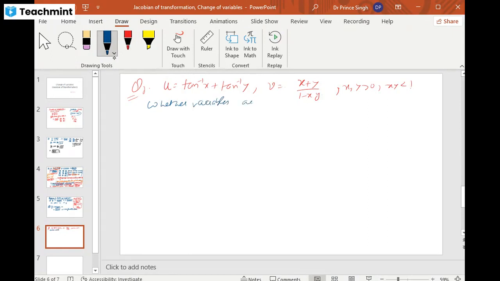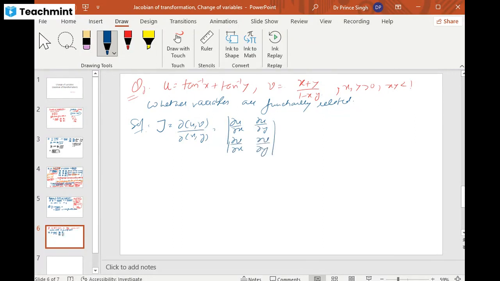Whether the variables are functionally related. So how are we going to check here? We simply check the Jacobian of transformation, that is, the Jacobian of u, v with respect to x, y, which is equal to the determinant of curly u upon curly x, curly u upon curly y, curly v upon curly x, curly v upon curly y. So what is the derivative of u with respect to x?